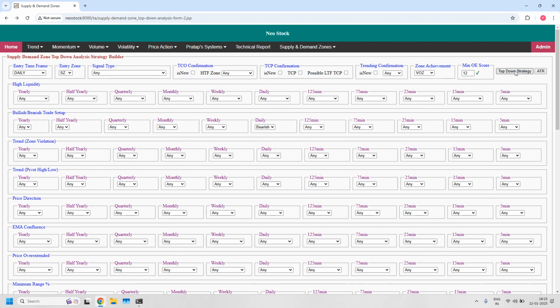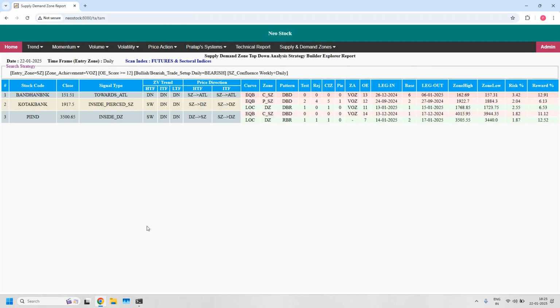So with this filter, out of the 3 stocks, we got all the 3 stocks. That means in all these 3 stocks, these daily supply zones are overlapped with weekly supply zone. And the weekly trend is also downtrend, ITF trend. Now let's verify if weekly supply zones are having weekly EMA confluence.